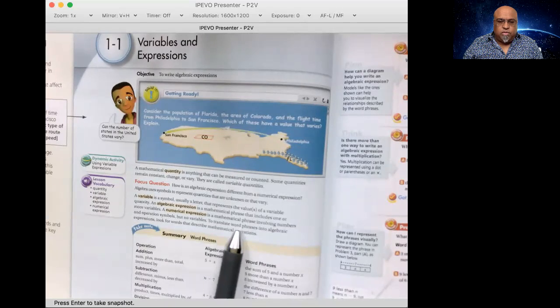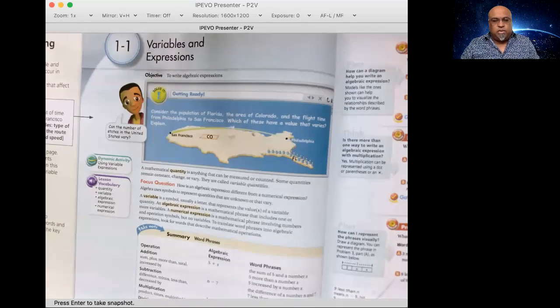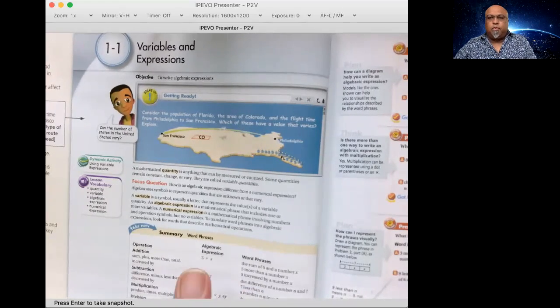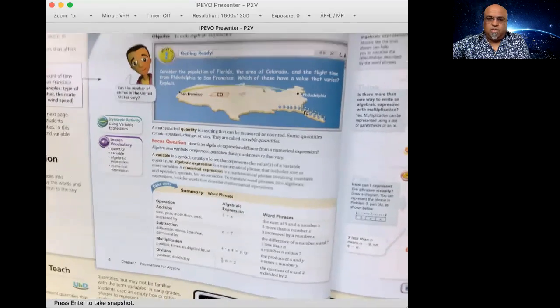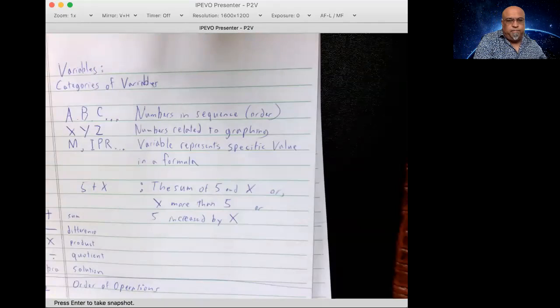To translate words or phrases into algebraic expressions, look for words that describe mathematical operations. Okay? Now there's a little thing here on operations I want you to look at in the book. And by the way, this is page 4, in case you can see the page number there. But I'm going to go ahead and jump to notes right now. Okay?